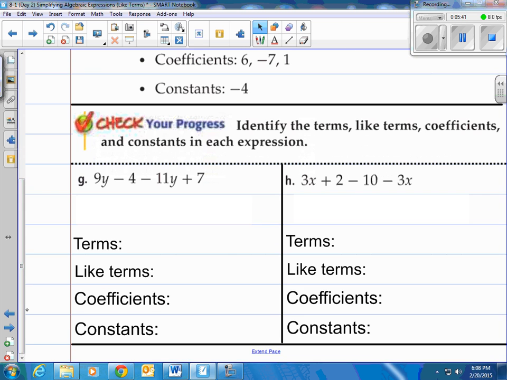All right, you give it a shot here. Name the terms, like terms, coefficients, and constants. Come on back, see how you did.